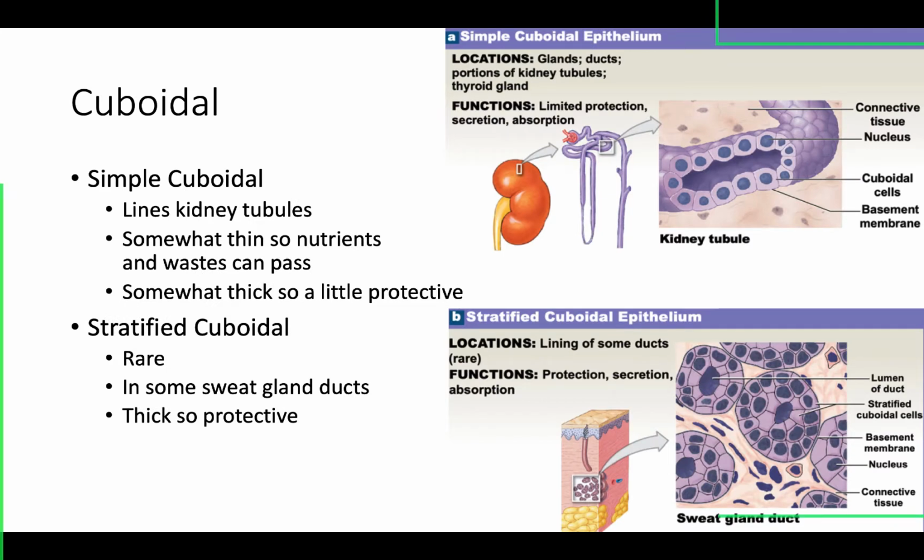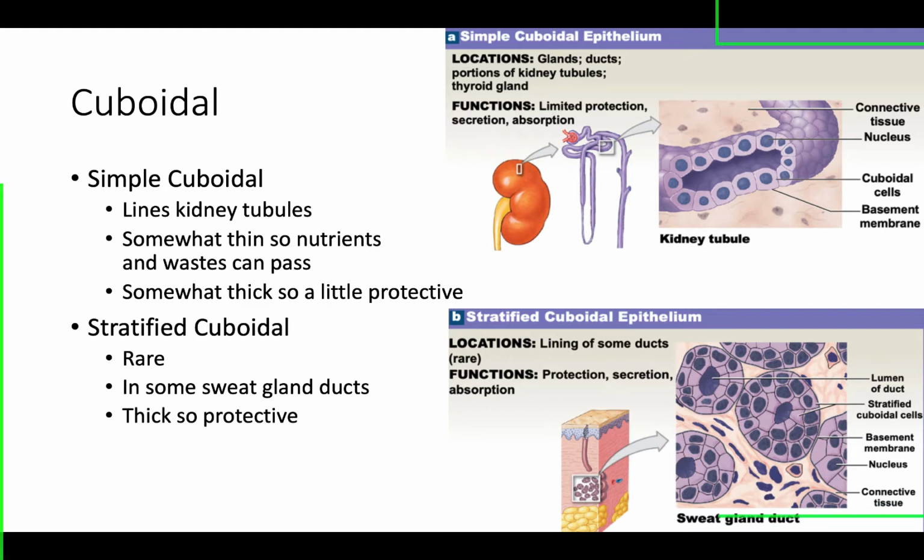Okay, this is cuboidal. We have simple cuboidal and stratified cuboidal. Simple cuboidal, right here, lines the kidney tubules. This is one of the areas where we can find it. So those cells are square. They're a little bit bigger than squamous, but there's still only 1 layer of them, so things can get across them. When you have water in here, water can leave the tubule and go back into your body. Nutrients like glucose and amino acids can leave the tubule and go back into your body. Sodium and chloride can leave and go back into your body. They can cross that barrier.